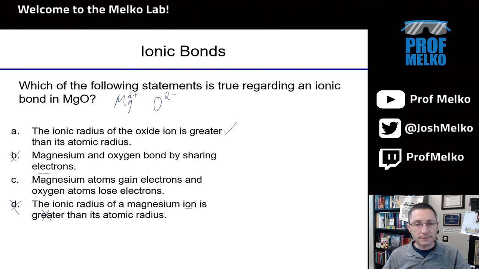C, magnesium atoms gain electrons. No, this 2 plus means it's lost electrons. So these two are flip-flopped, so C cannot be correct. So the answer must be A.